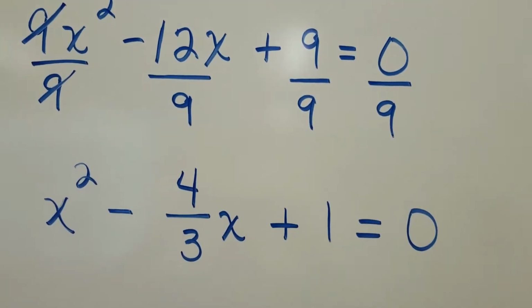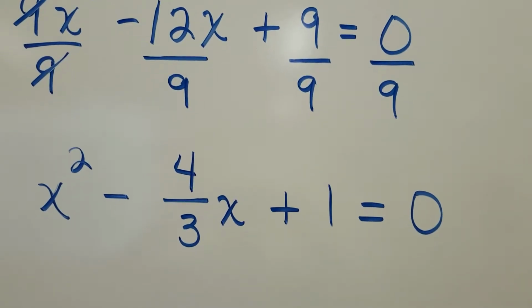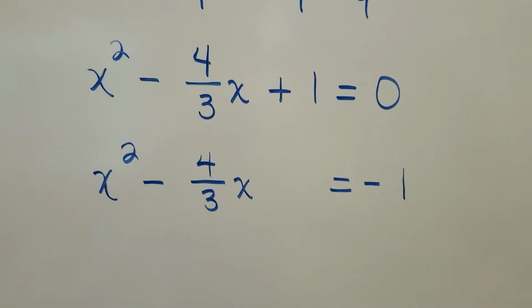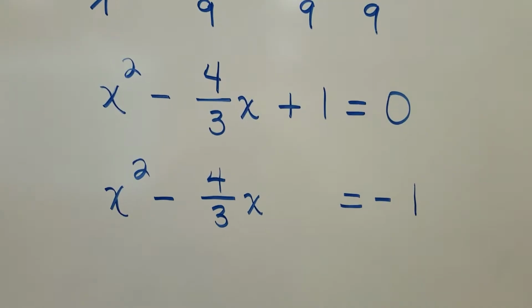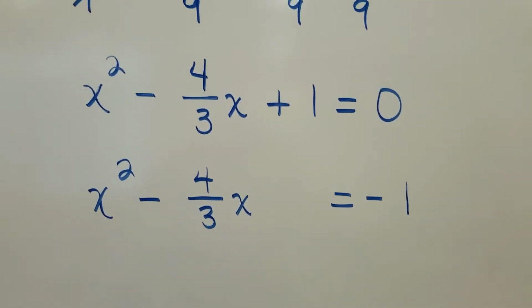So the next thing I need to do in using completing the square is I need to move the constant to the right side. So we're going to move the 1 over. So let me do that step. Okay, so I move the plus 1 over as a minus 1. So next we have to do the completing the square step.